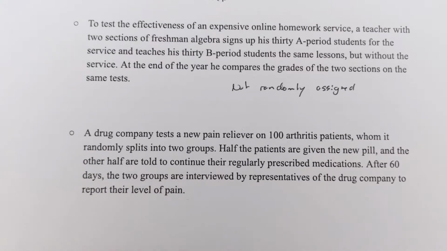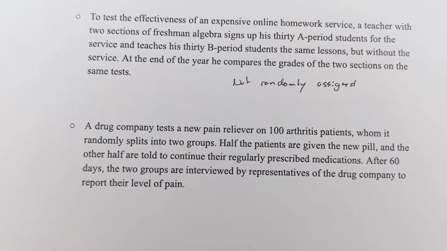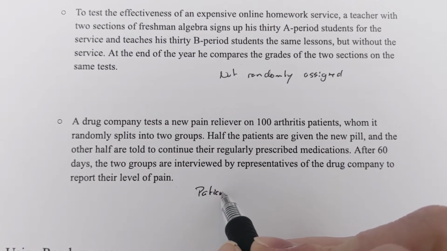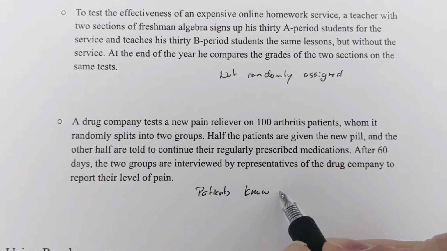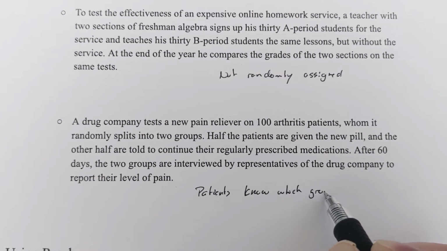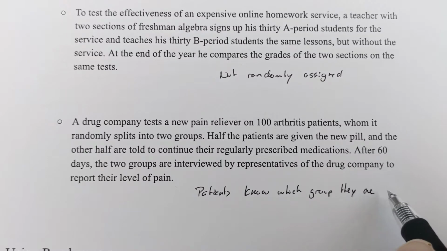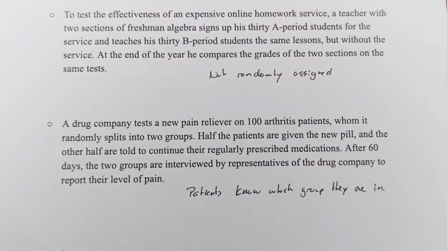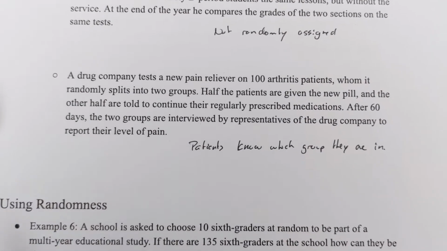Okay, a drug company tests a new pain reliever on 100 arthritis patients whom it randomly splits into 2 groups. Half the patients are given the new pill and the other half are told to continue their regular prescribed medications. After 60 days, the 2 groups are interviewed by representatives of the drug company to report their level of pain. So the issue here is the patients know which group they're in. So that may affect their outcome when they go to report. Well, I was on the same drug I was before. It doesn't really help because I'm used to it.